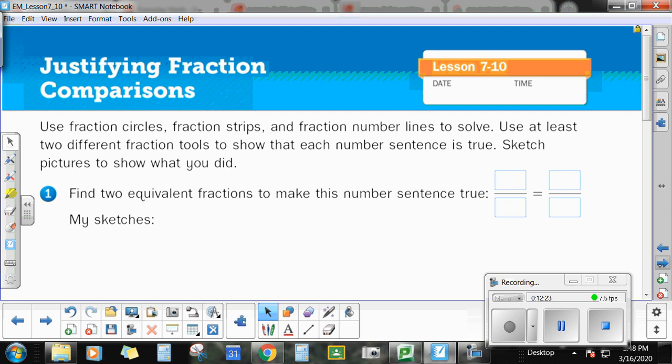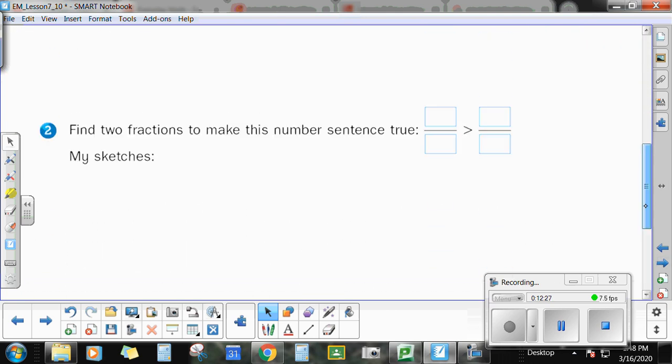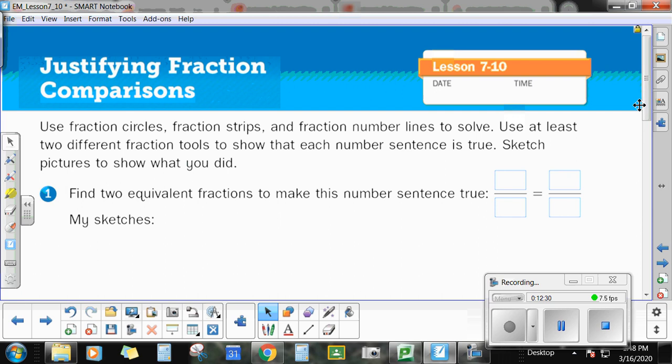All right, guys. So now you can go on to the next page in your workbook, page 244, and you can go ahead and just finish that on your own.